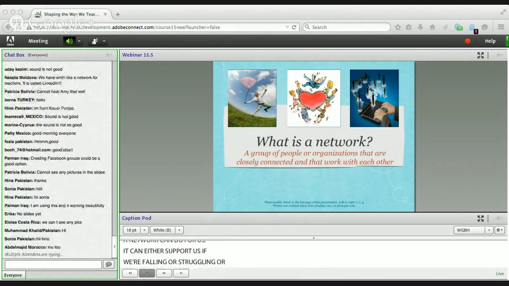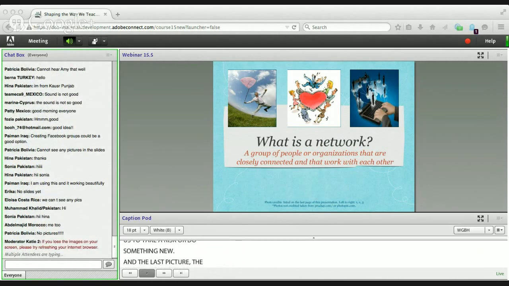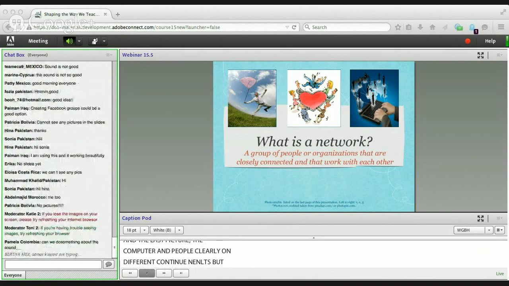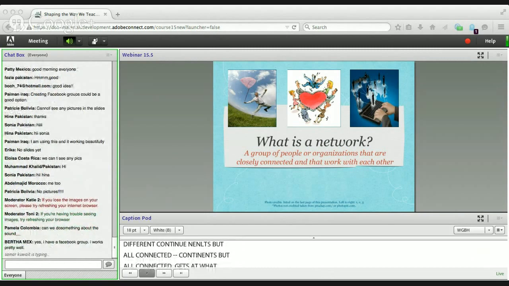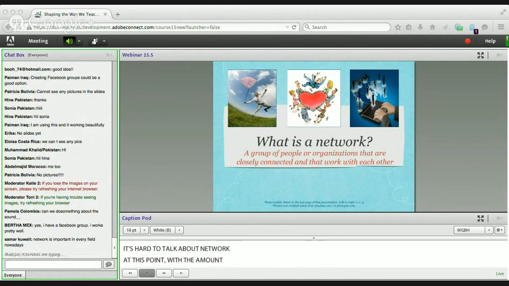And then the last picture, right, with the computer and the people clearly on different continents, but all connected, I think gets at this aspect of what technology can do for our network and our networking skills, right? That it's hard to talk about network at this point with the amount of technology that we have, and not talk about how that technology allows us to grow our network. So with all of these things in mind, we're going to talk about how to do this a little bit more.